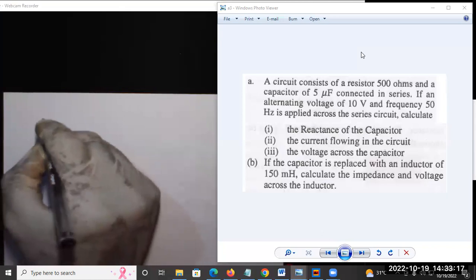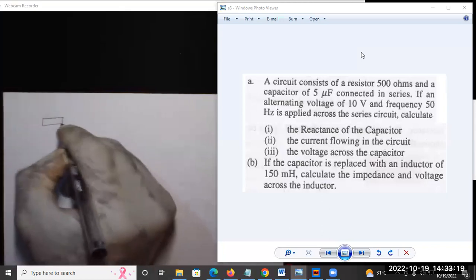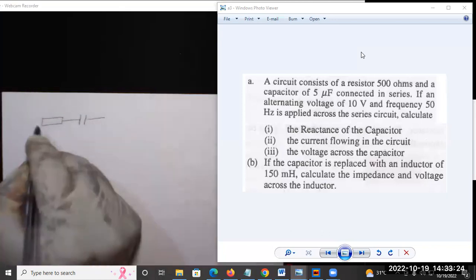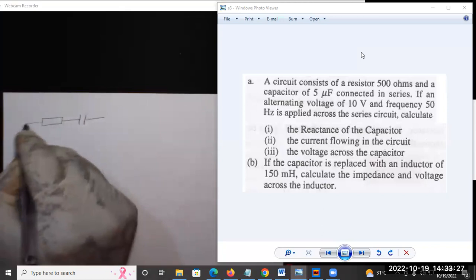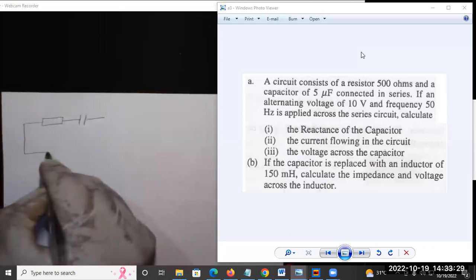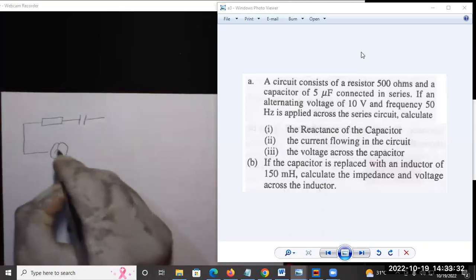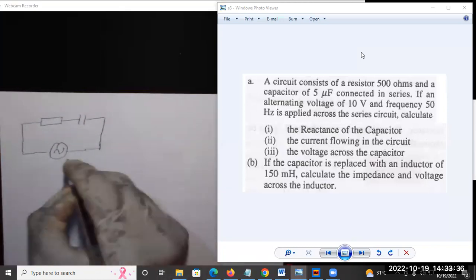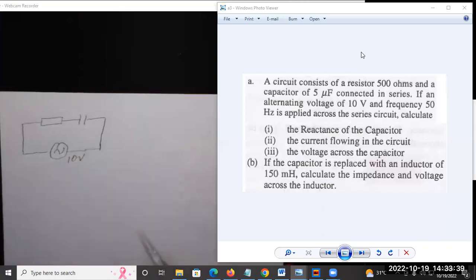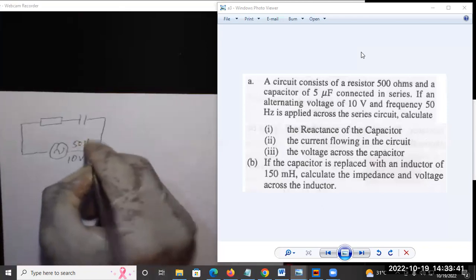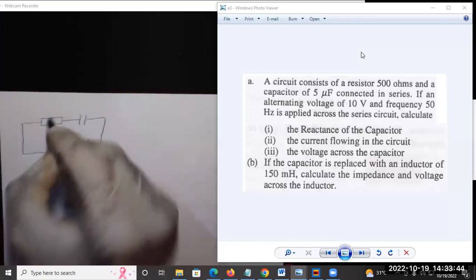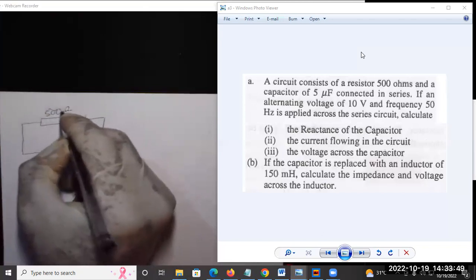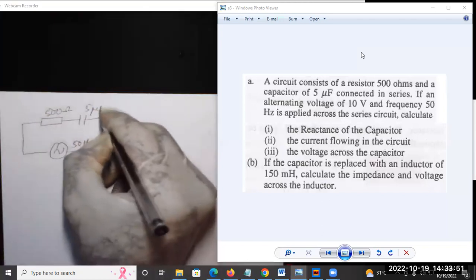We have a resistor connected in series with a capacitor, and this connection is connected to an AC source. The source voltage is 10 volts, and we have the frequency as 50 hertz. From the question, the resistor is 500 ohms. Capacitor is 5 microfarad.